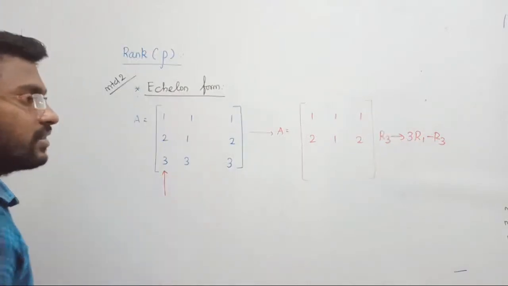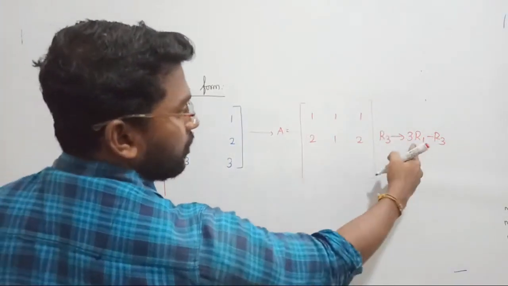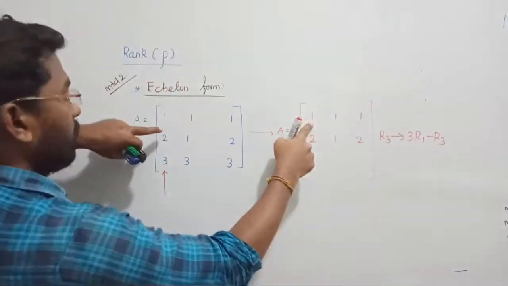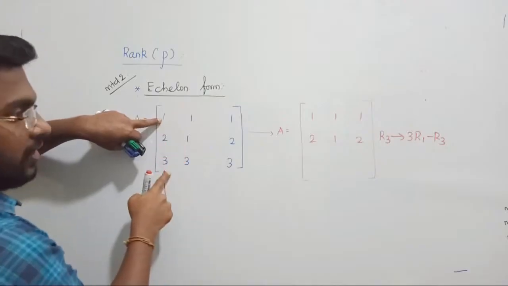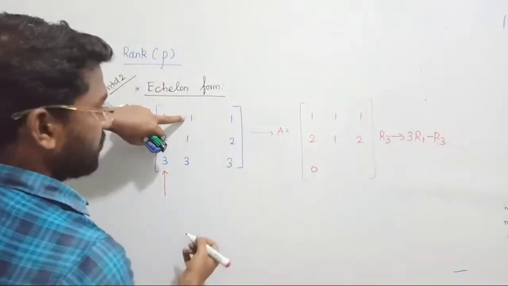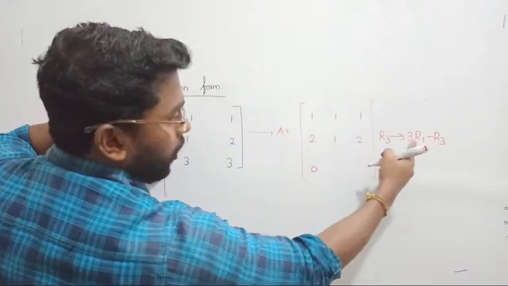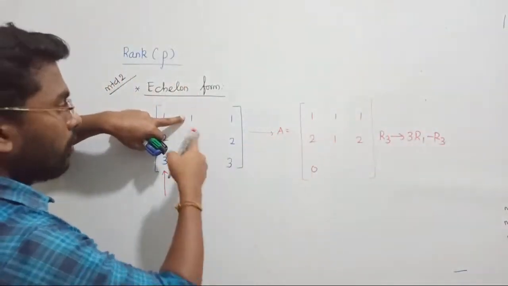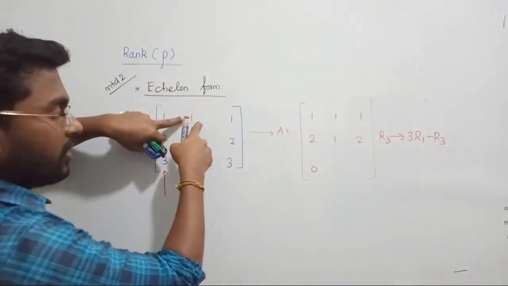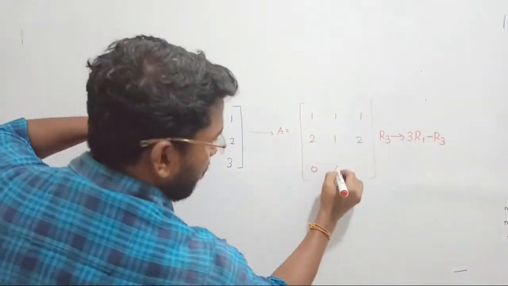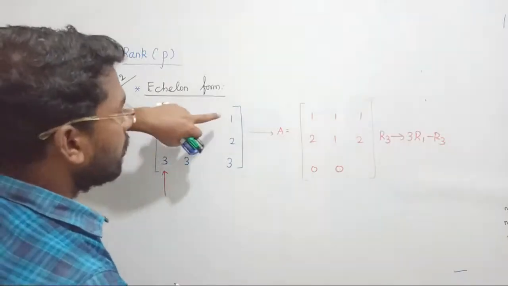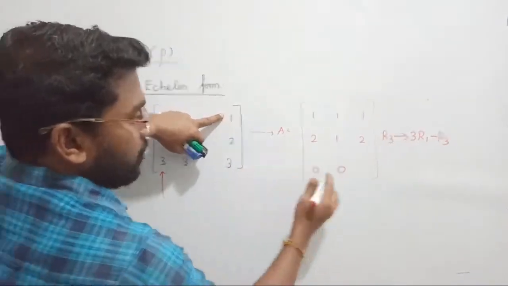Shall we start? Yes. First value: what did we do? 3 into R1. R1 multiplied by 3, so this becomes 3. 3 into 1 will become 3. So 3 minus 3 will become 0. Same process, 3 into R1. We are using the value 3. R1 has 1, and 1 into 3 will become 3. So 3 minus 3, you are subtracting 7 here. So 3 minus 3 will become 0. Second value, third value, again 3 minus 3 will become 0.